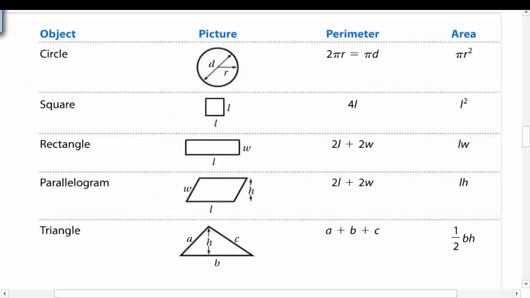And then we have a triangle. For perimeter, we add up all 3 sides. Now area is going to be 1/2 base times height. Note, base and height form a right angle. So whenever we're looking at a picture of a triangle, we would use that to calculate the area of the triangle.